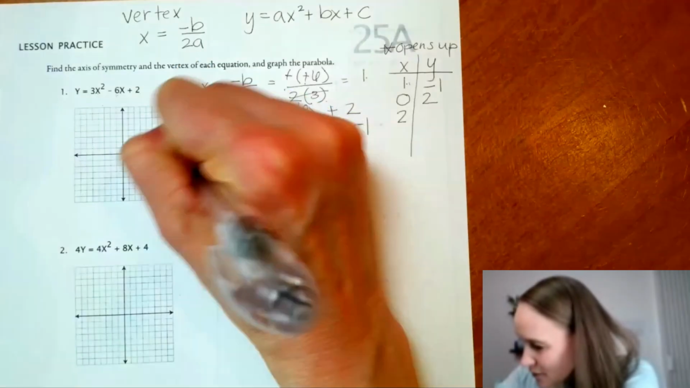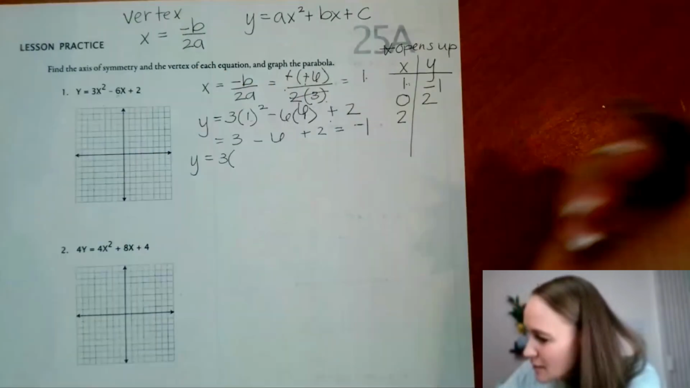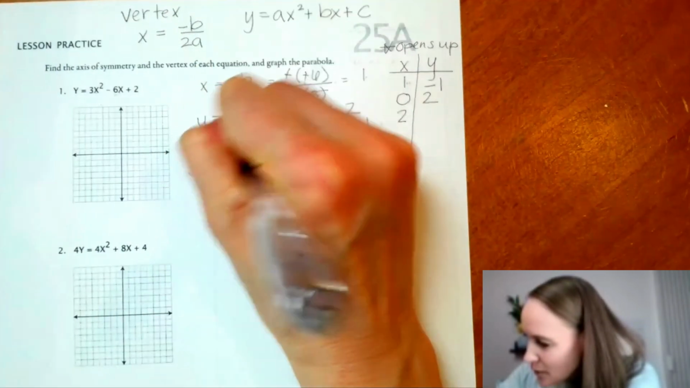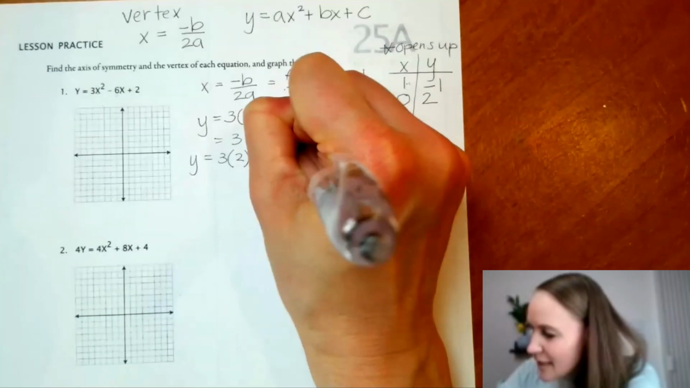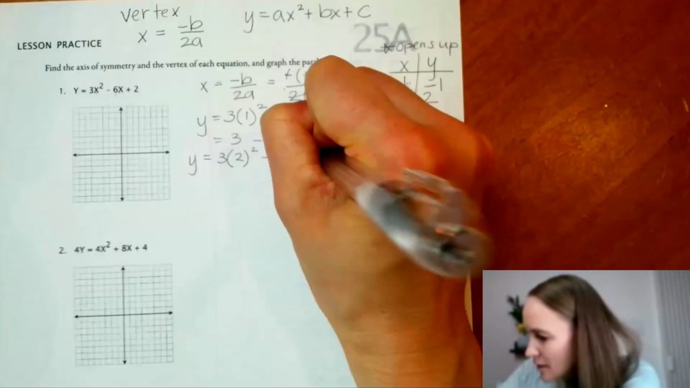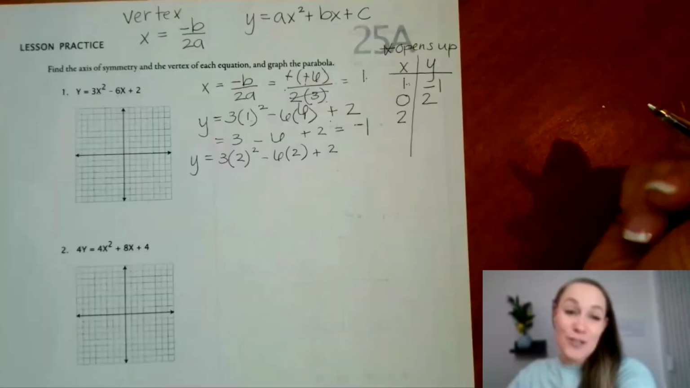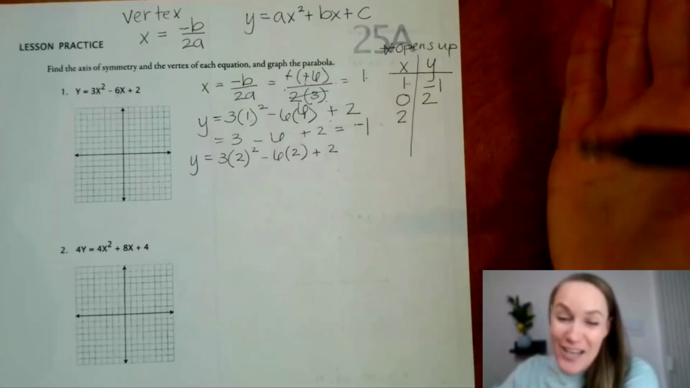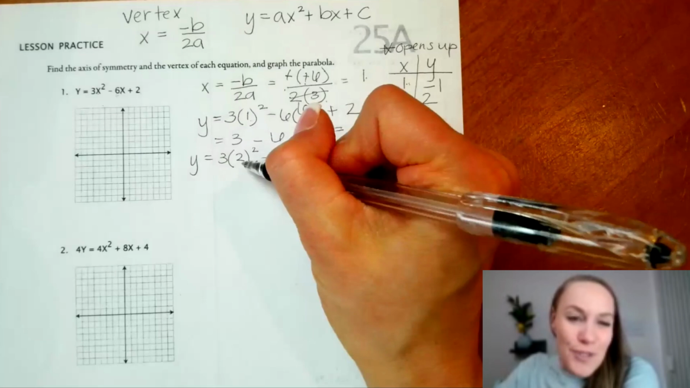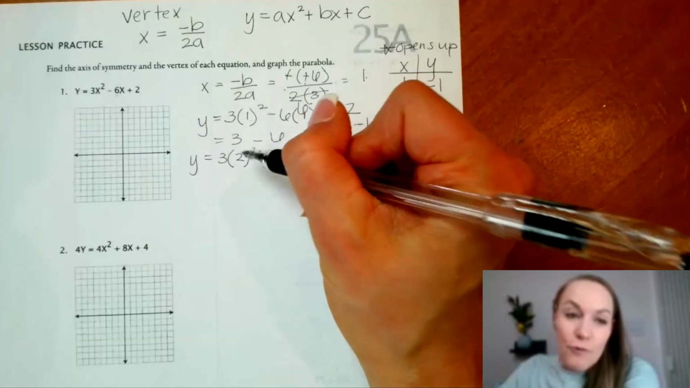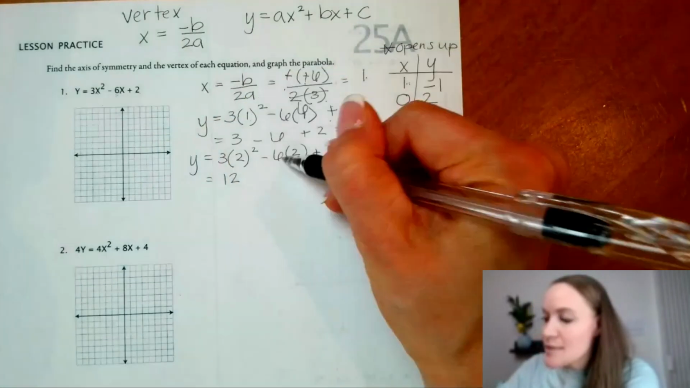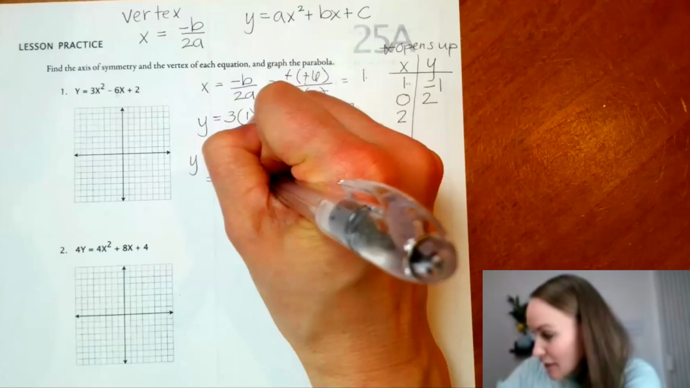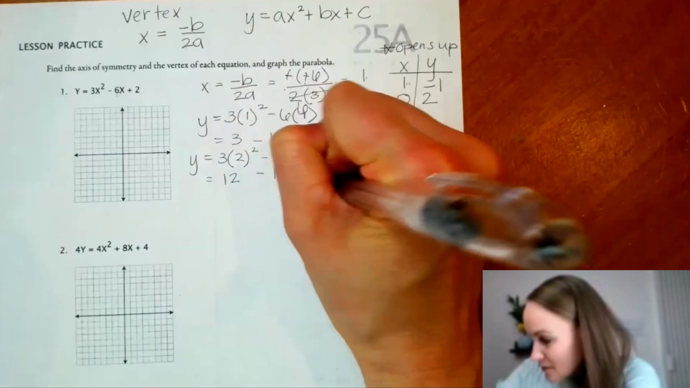So y equals 3, I'm going to plug in 2, I'm going to square it, -6, plug in 2 again, +2. Okay, let's see if this turns out to be a really big number or not. 2 squared is 4. 4 times 3 is 12. 6 times 2 is 12. So -12. And then +2.